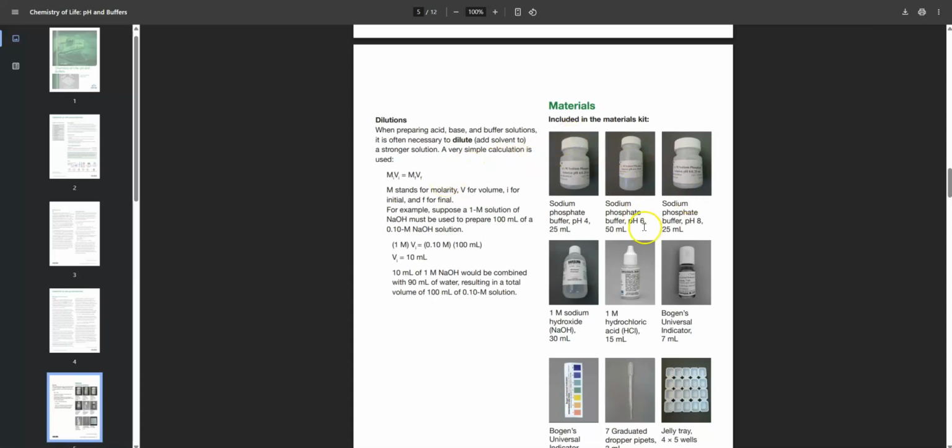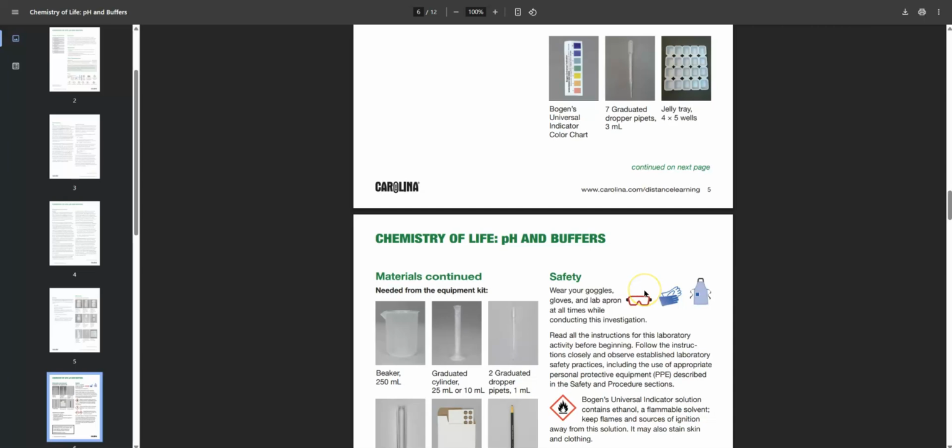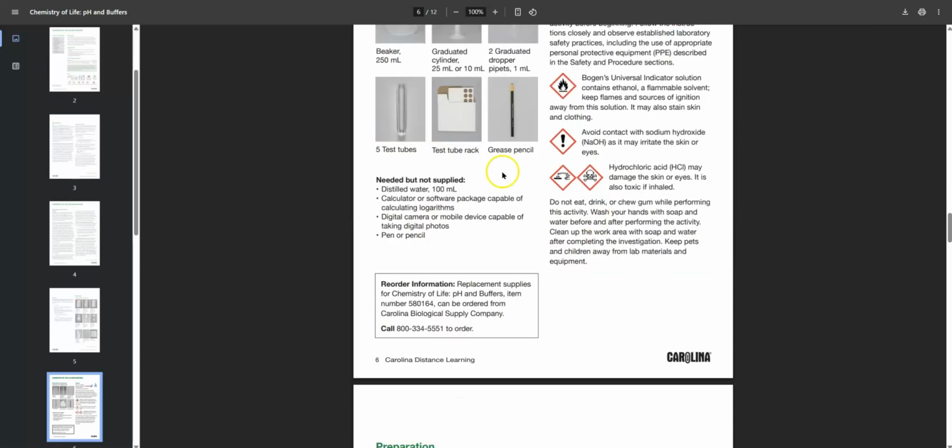So these are the materials that you need from the kit. And then there's always a needed but not supplied section. So these are going to be what you have to supply. You're going to actually have to go out and get distilled water. Not too much, it's 100 milliliters. It's not too bad.